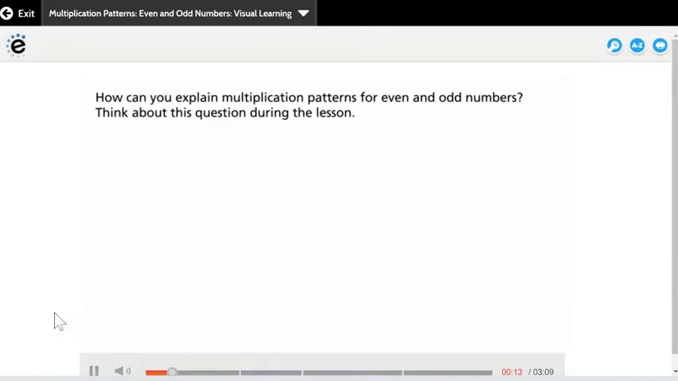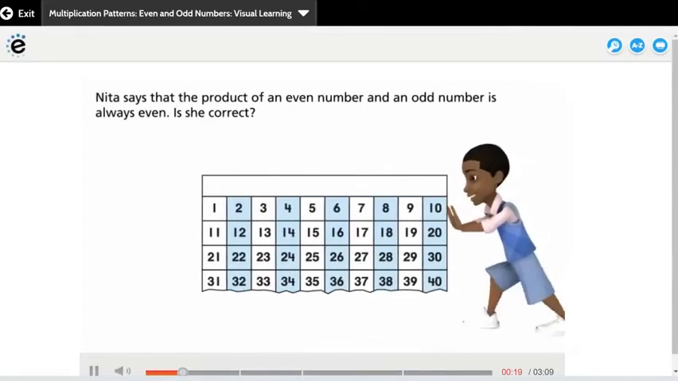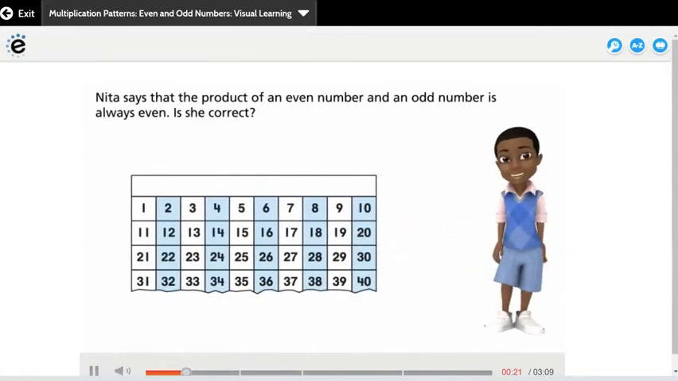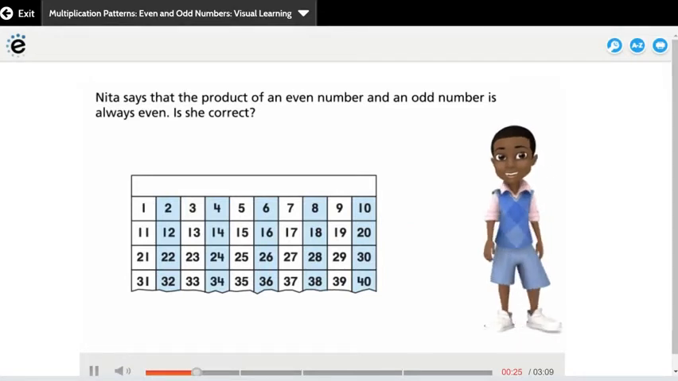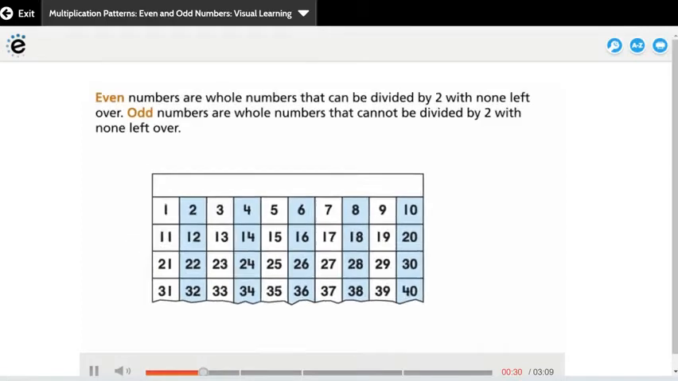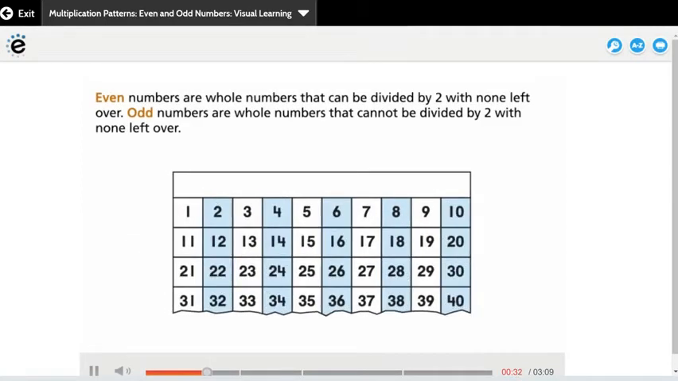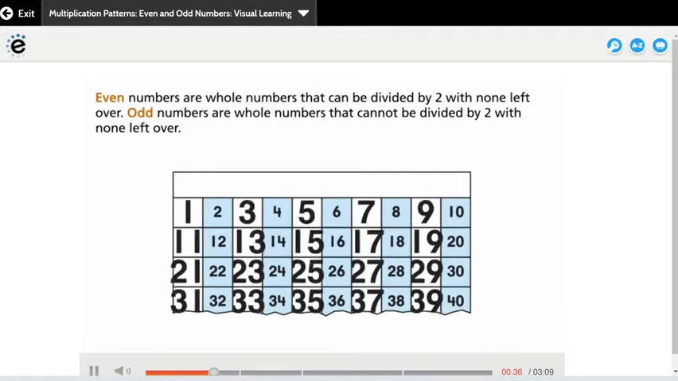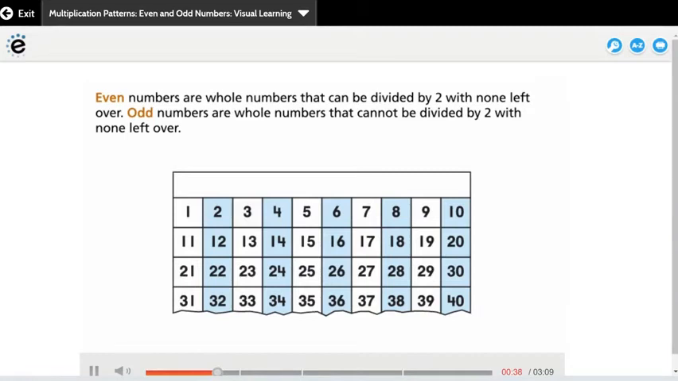Even and odd numbers. Think about this question during the lesson. Nita says that the product of an even number and an odd number is always even. Is she correct? Even numbers are whole numbers that can be divided by 2 with none left over. Odd numbers are whole numbers that cannot be divided by 2 with none left over.